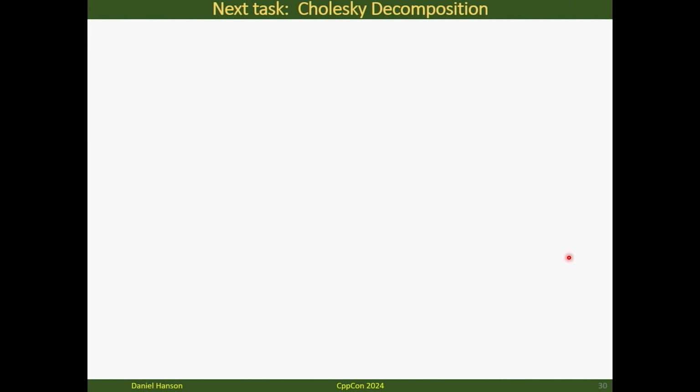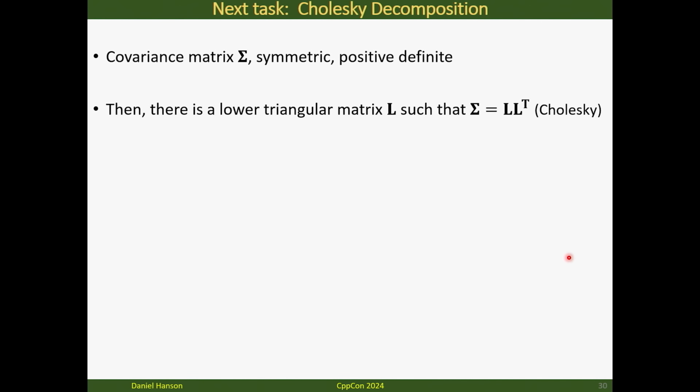Then the second task is to find the Cholesky decomposition of the covariance matrix. Again, we're assuming it's symmetric and positive definite. So therefore, a Cholesky decomposition exists. And that means there's a lower triangular matrix L such that sigma can be represented by the product of L and its transpose.